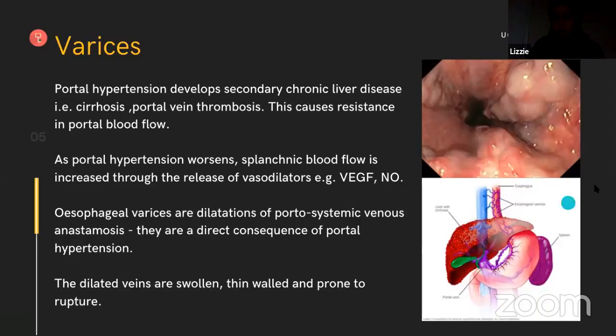And if you look in the top right, you can see an OGD picture where you've got these big swollen veins. And if you think of the thickness of the vein wall, they're very thin. And that puts the high pressures within the portal system and within the varices, with the thin venous wall, at high risk of breaking and rupturing. And they can have quite dramatic bleeding from that.